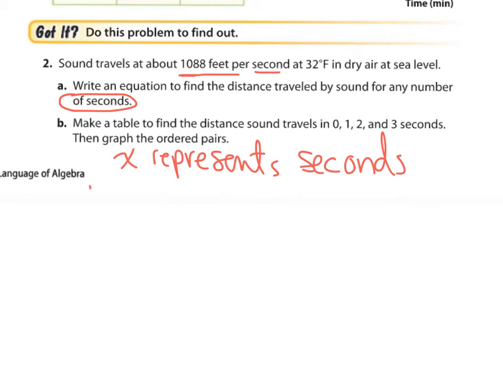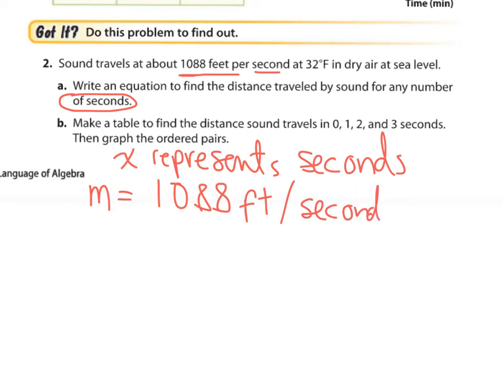Our m, or rate, our slope, they told us is 1,088 feet per second. That's our rate per second. And our y will be a representation of those two, where m is multiplied times x, and that'll give us our output, our y. So y is equal to our distance, right?